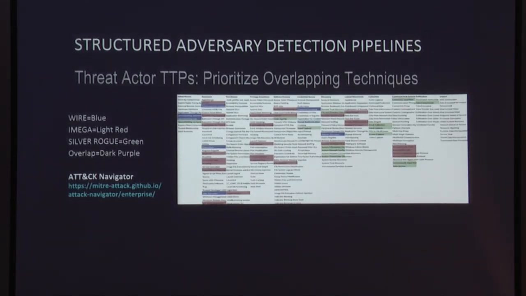The other thing is leveraging the MITRE ATT&CK Navigator. You can put all of these various TTPs in there and see what's overlapping between the various threat activity groups, and then you can print that out and have a good starting point to dive into looking at the controls or what's going on with that.